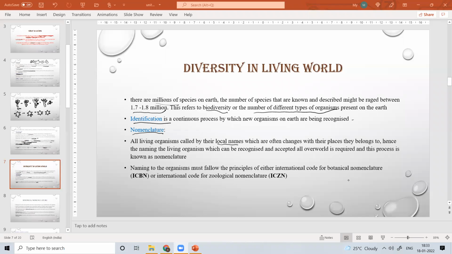So here all living organisms are called by their local names. That means, take one example, maybe a mango. It would be called by one name in your place, and if you go to another place, the name will change according to the language. So basically, according to the place they belong to, the name will change. Those are called common names.